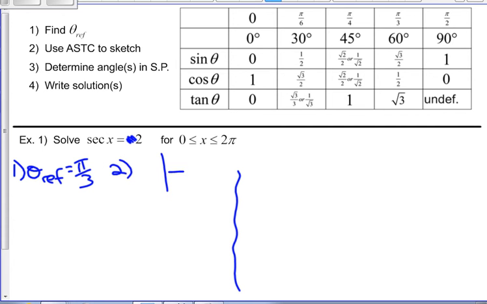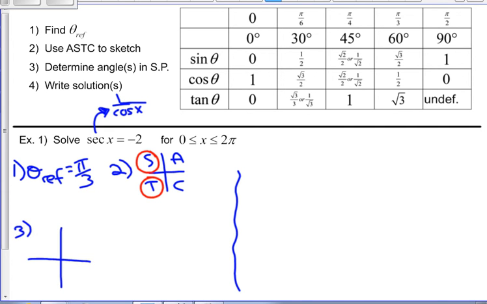Okay, now the ASTC. There's no secant in ASTC, but we do need to think. Secant is 1 over cosine. We need to know that definition. So it's going to be related to cosine. Wherever secant is negative, cosine is also negative. So we're really asking here, where is cosine negative? It's going to be negative in this quadrant and in this quadrant. Okay, because secant and cosine are related.